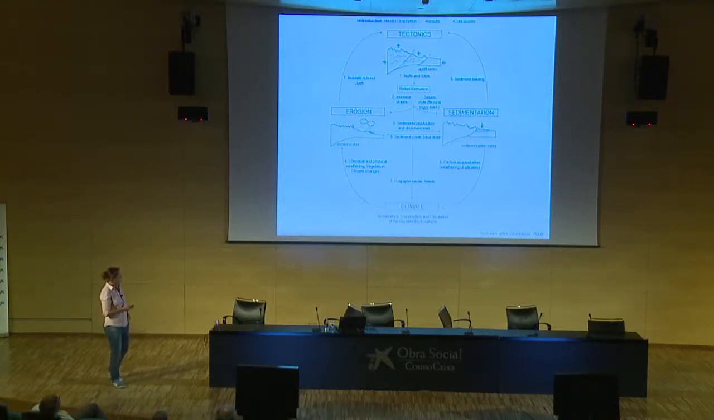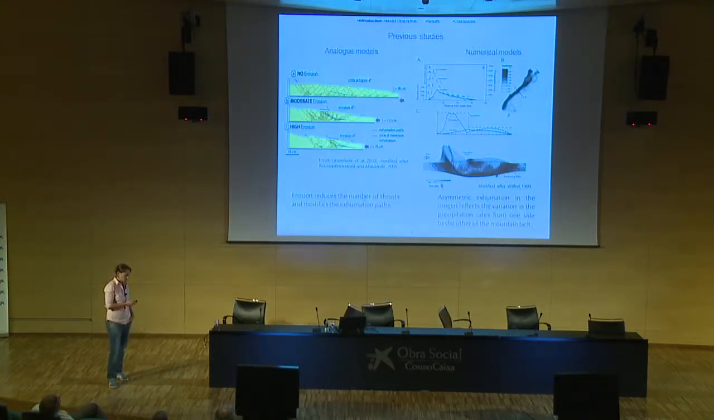This interaction between surface processes and tectonics has been widely studied using analog and numerical models of accretionary prisms. As an example, in analog models, we see that when we increase erosion, we reduce the width of the accretionary prism. We also reduce the number of thrusts in the prism, and the exhumation paths tend to be steeper.